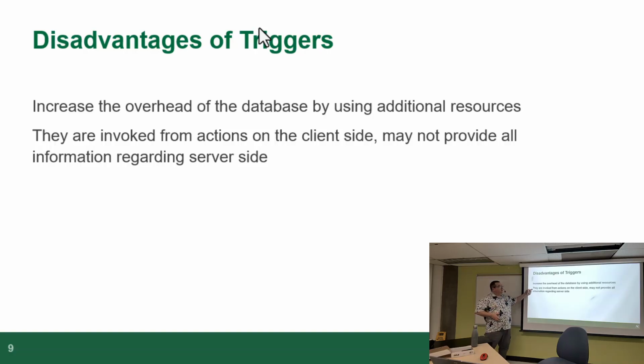They're invoked from actions on the client side, and the client might not know everything that happens on the server. So you hit save on your form on your web page, and it does an insert. The server runs a trigger. The client doesn't know there's a trigger running. So suddenly the client might be out of sync with the server because the trigger said no. So you have to be really careful when you write your applications, if you're using triggers, to double check that things actually did what they're supposed to do.